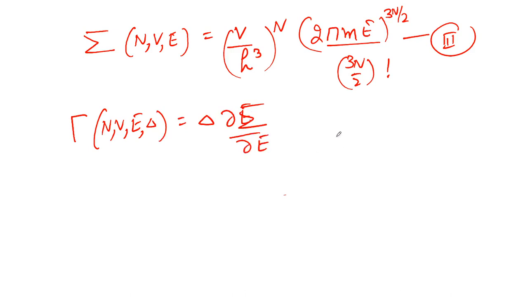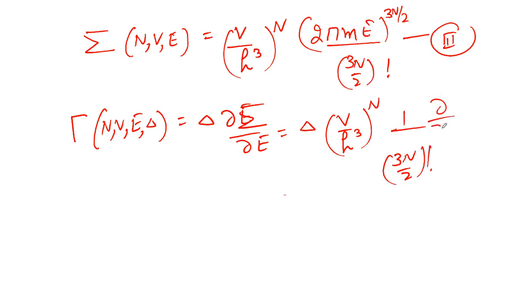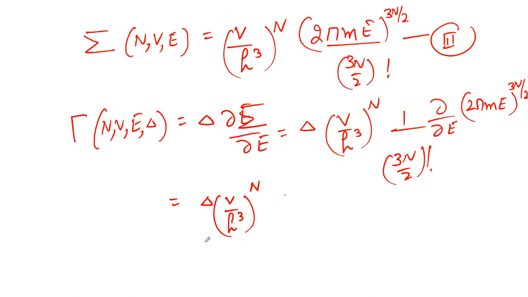And when we derive this equation, which we have already solved, it comes out to be V over h cube raised to power n over 3n by 2 factorial multiplied by the derivative with respect to E of 2 pi m E raised to the power 3n by 2. So when we solve this, it comes out to be delta V over h cube raised to power n over 3n by 2 factorial.